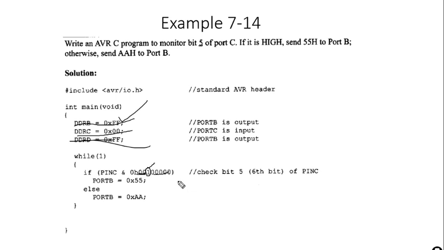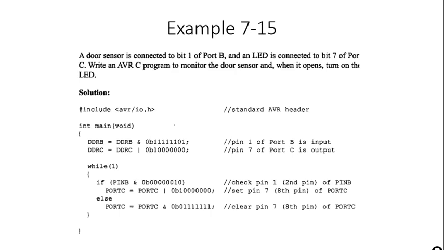And further, as I just mentioned in the previous slide, we can also write it as: if PINC AND operation with 1 left shifted 5 times. If it is true, PORTB is equal to 0x55, else 0xAA. So a very simple code.